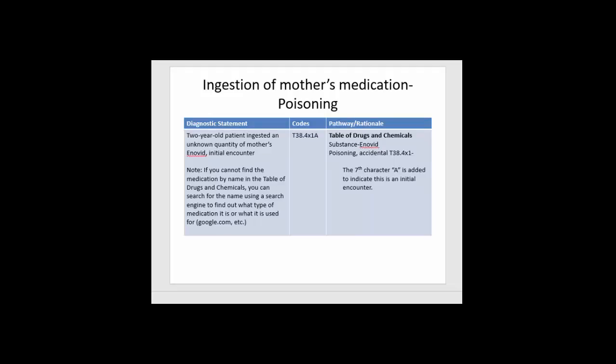So here's an example. A 2-year-old patient ingested an unknown quantity of his mother's Innovid, which is birth control. Initial encounter. If you could not find the medication by name in the table of drugs and chemicals, you could search for the name or the classification of that drug using the search engine on your desktop to find out what type of medication it is and what it is used for. Going to the table of drugs and chemicals and looking up Innovid, it is there, and you're going to go to the accidental poisoning column. 7th character A is added to indicate this is an initial encounter.